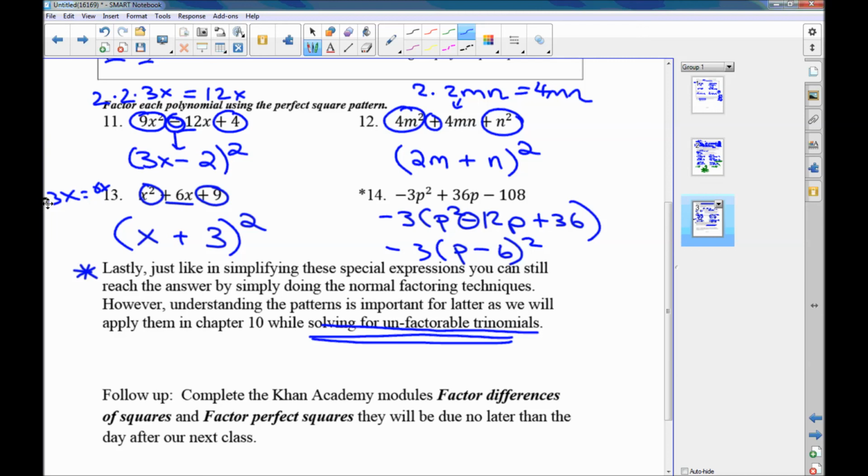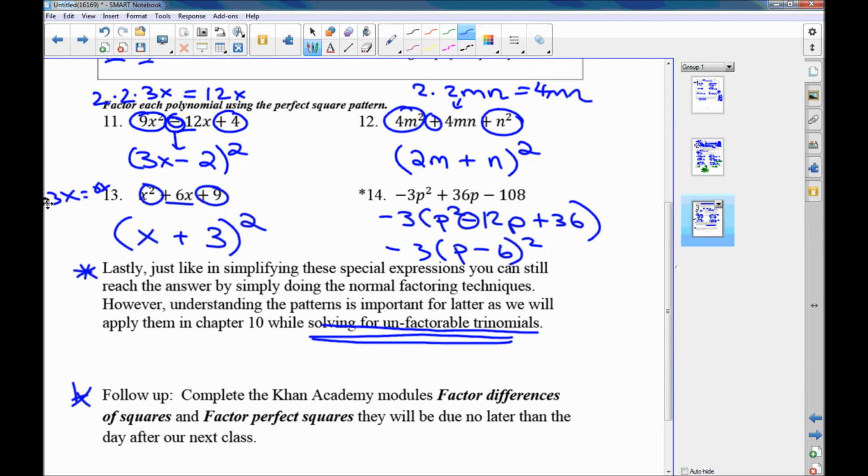And to help you with that, we have 2 Khan Academies here. Complete the Khan Academy modules, factor differences of squares and factor perfect squares. They are due no later than the day after next class. And you will have some class time next time to help work on them, but if you come to class not understanding any of this stuff at all, then you won't have much class time to work on them because you'll be spending your time on the book work instead.